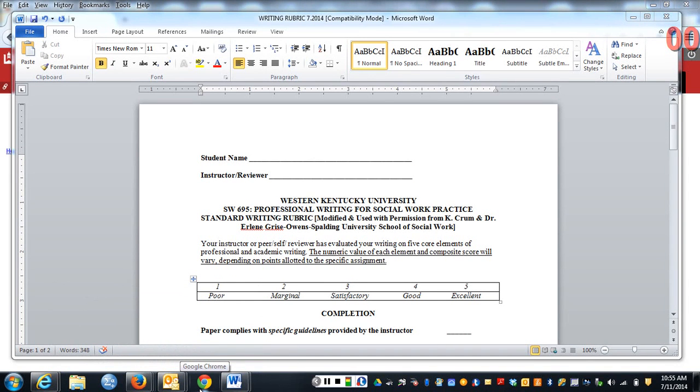At the top of the form, you'll notice there's a student name and an instructor or reviewer name line. So one of the things is to make sure that if you're reviewing someone else's, you put their name and your name so they know who did the review.